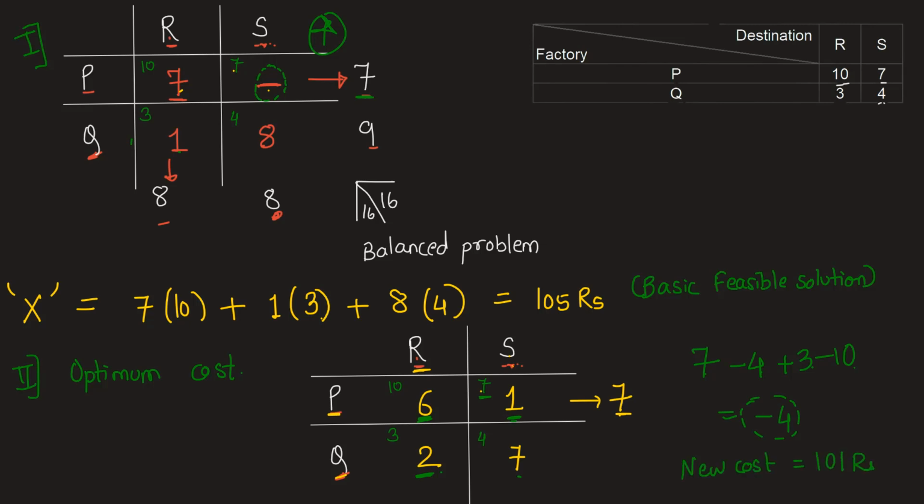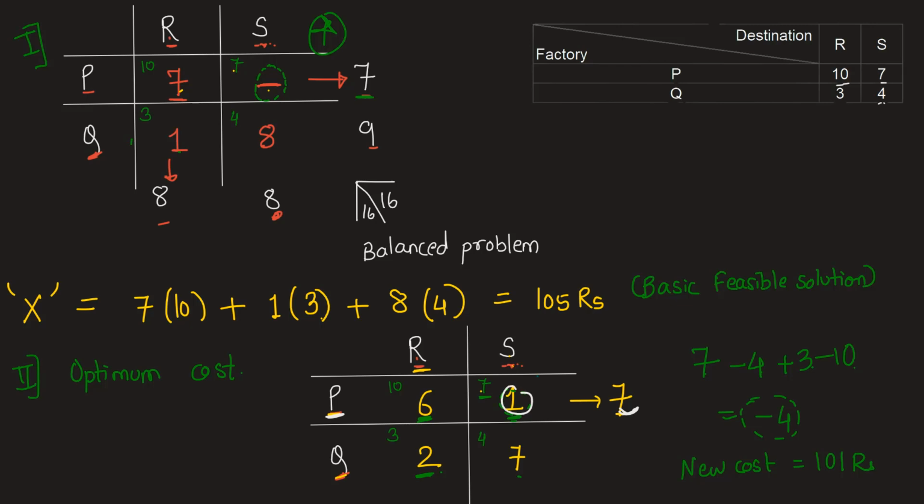But remember, this is not the optimum cost. We are not finished allocating units. So to get the optimum cost, we will put as much as we can in this non-allocated position. So now we have only put 1 unit, but the maximum that we can put here is nothing but the total units factory P can produce. So factory P can produce 7 units. We will allocate all 7 units to this non-allocated position.